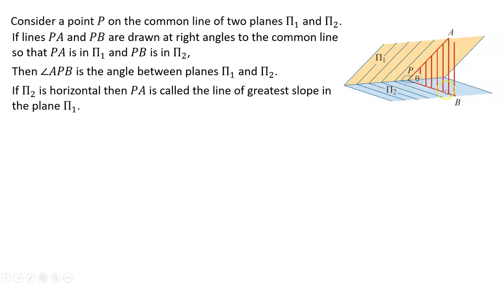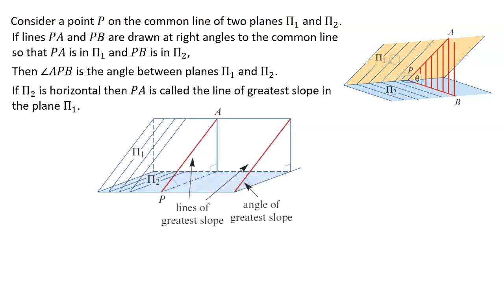And if pi2 is horizontal, which obviously we can always rotate it to make it, then PA is called the line of greatest slope in the plane pi1. So there will be an infinite number of lines of greatest slope. They will all be parallel to each other, and they will all be perpendicular to the common line.